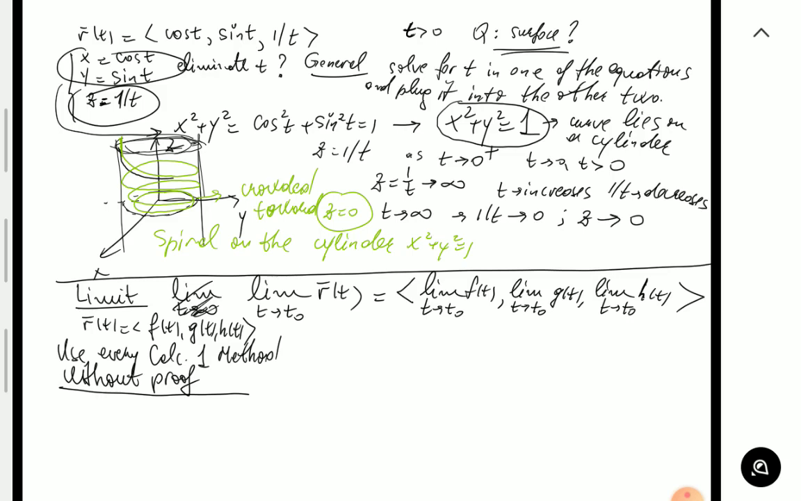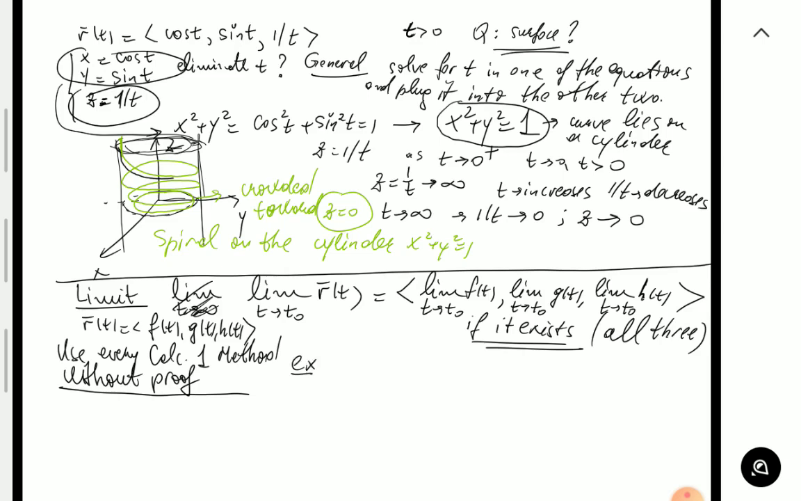Obviously, for example, in my previous example, there is no limit, because cosine and sine are still periodic. One of t approaches 0, but as a vector function, it doesn't have a limit. So I should write here: if it exists, if all these exist, all three components, as a limit if they exist.